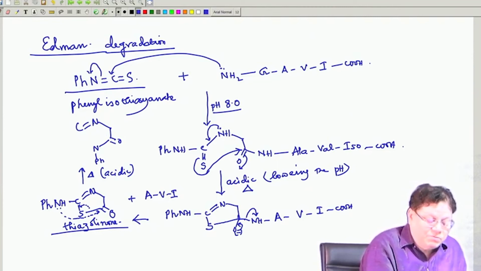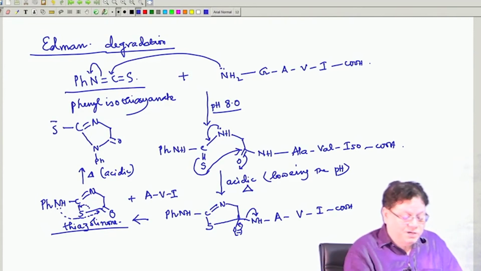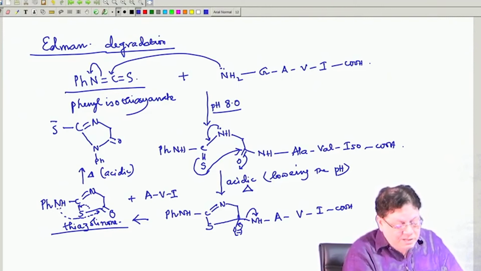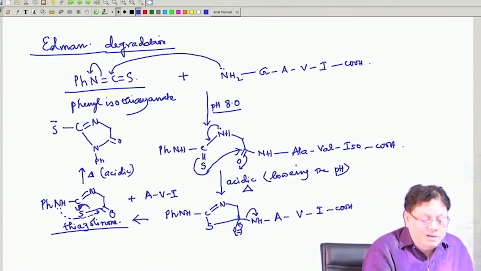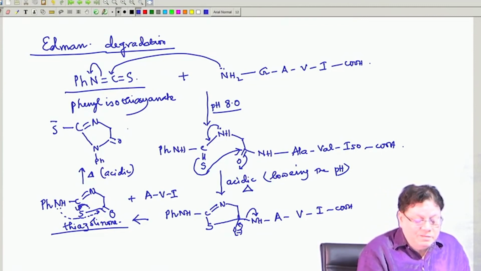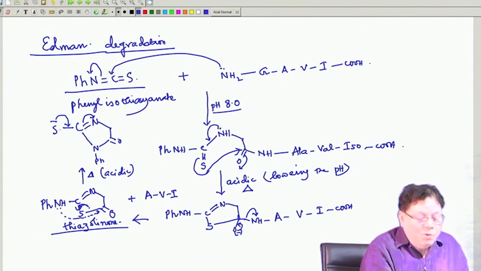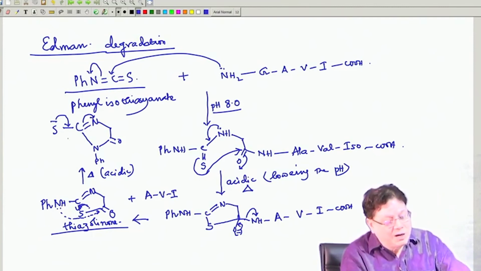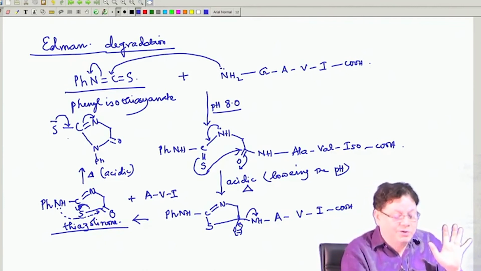1, 2, 3, 4, 5. You have S minus first. See, again check this. This nitrogen is attacking here and this is coming to the sulfur. So, S minus, but this is not very stable. The S minus will now donate it back to the carbon, and the nitrogen becomes N minus and it picks up the hydrogen.